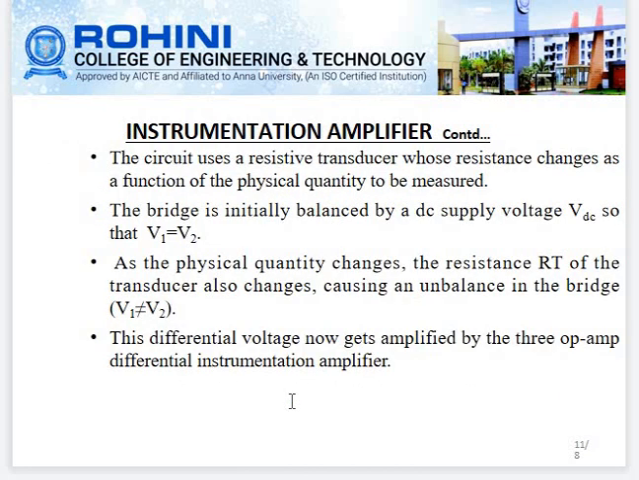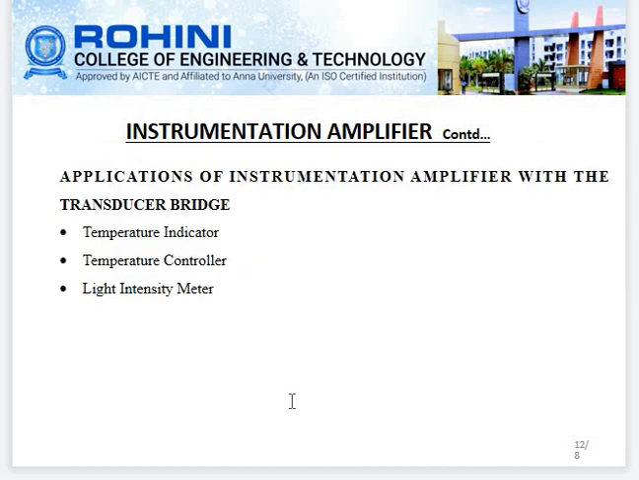The circuit uses a resistive transducer whose resistance changes as a function of physical quantity to be measured. The bridge is initially balanced by a DC supply voltage VDC so that V1 equal to V2. As the physical quantity changes, the resistance RT of the transducer also changes, causing an unbalance in the bridge, that is V1 not equal to V2. This differential voltage now gets amplified by the 3 op-amp differential instrumentation amplifier. Applications of instrumentation amplifier with transducer bridges: temperature indicator, temperature controller, light intensity meter.